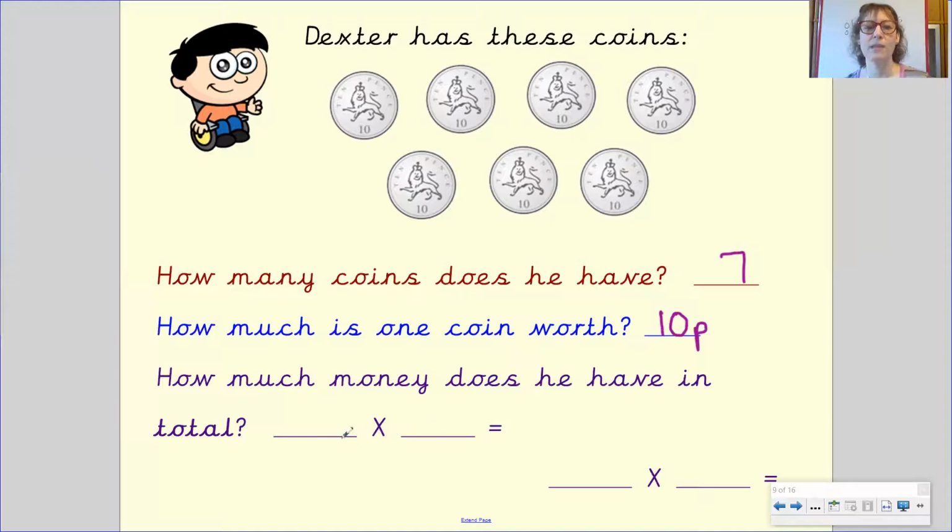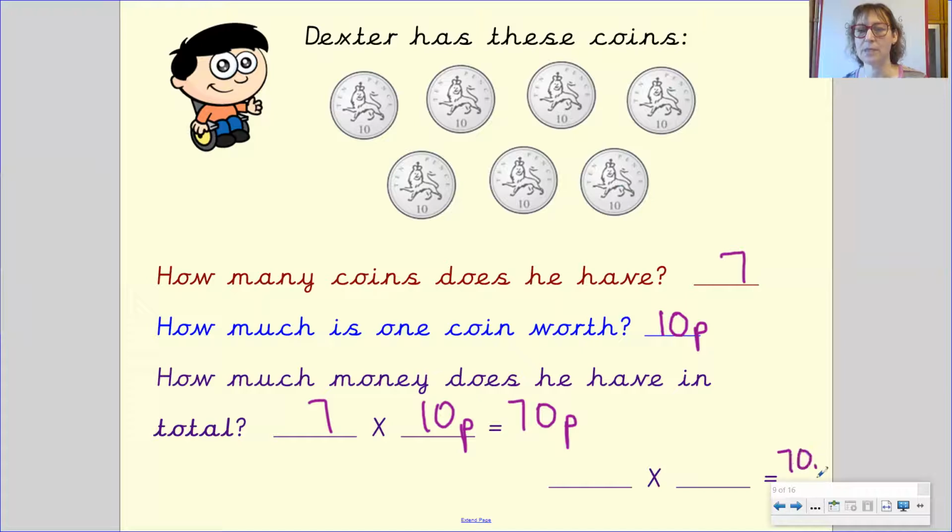So how much money does he have in total? Well, he has 7 coins and they are 10p each. We can ignore the p. I'm going to put it in my answer so I don't forget it. And we're going to do 7 times 10. So I'll do it on the coins, it's easier. 10, 20, 30, 40, 50, 60, 70. So he has 70p.